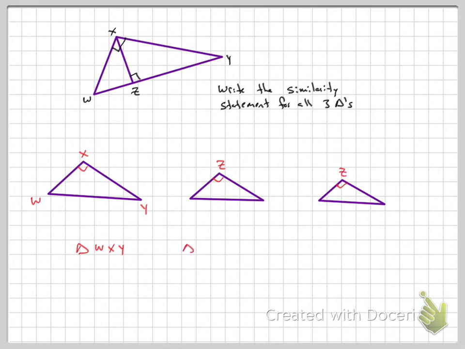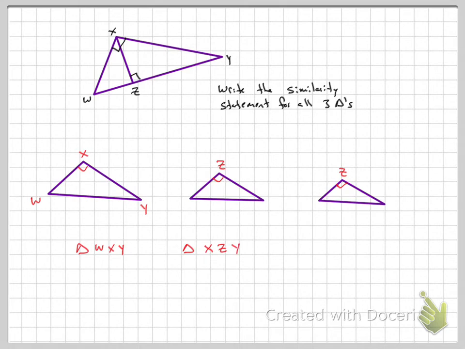So for my first triangle, I started out with the small leg WX, so the small leg of my medium-sized triangle is XZ. And notice my right angle is in the middle, so my Z has to go in the middle here, so X to Z to Y.